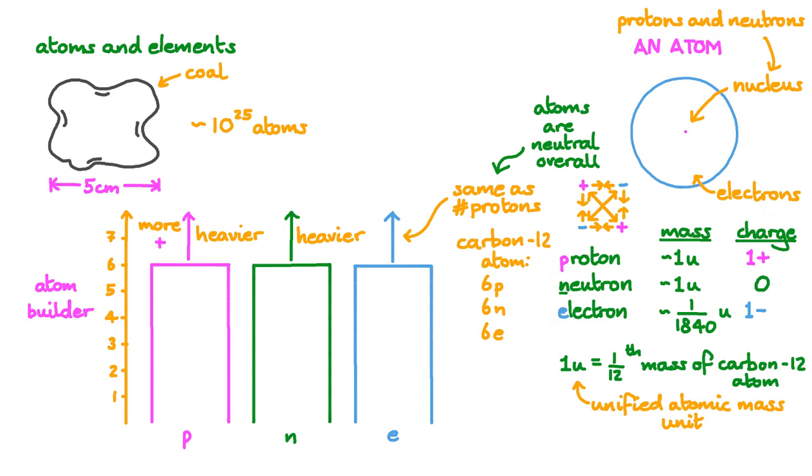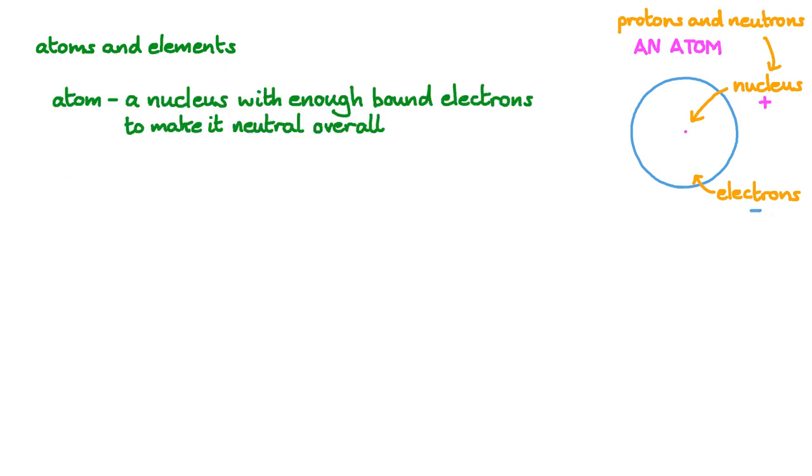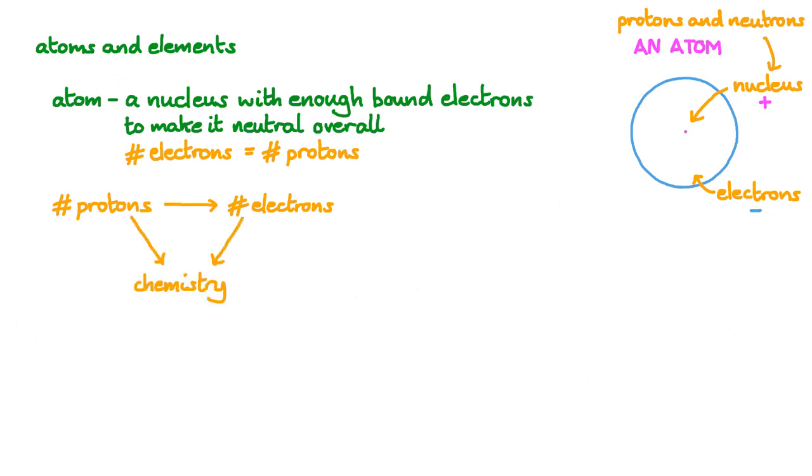All this boils down to a very simple definition of the atom. An atom is simply a nucleus with enough bound electrons to make it neutral overall. So the number of electrons for an atom is equal to the number of protons in its nucleus. So the number of protons in an atom's nucleus dictates the number of electrons it has. These two factors together determine the chemistry for that atom. The number of neutrons does matter, it does contribute extra mass to the atom, but apart from some very special cases, the number of neutrons in an atom doesn't affect how the atom reacts.